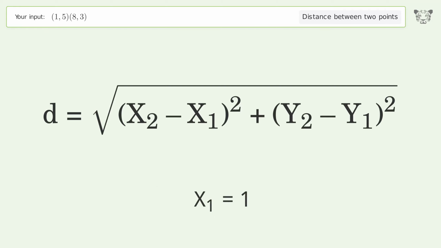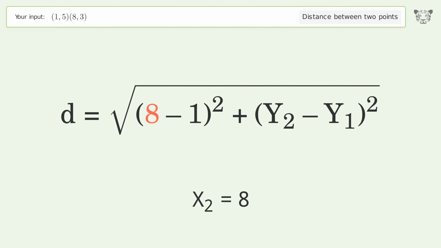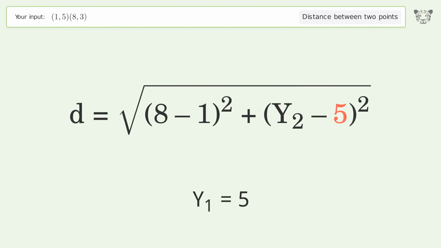x1 equals 1. x2 equals 8. y1 equals 5. y2 equals 3.